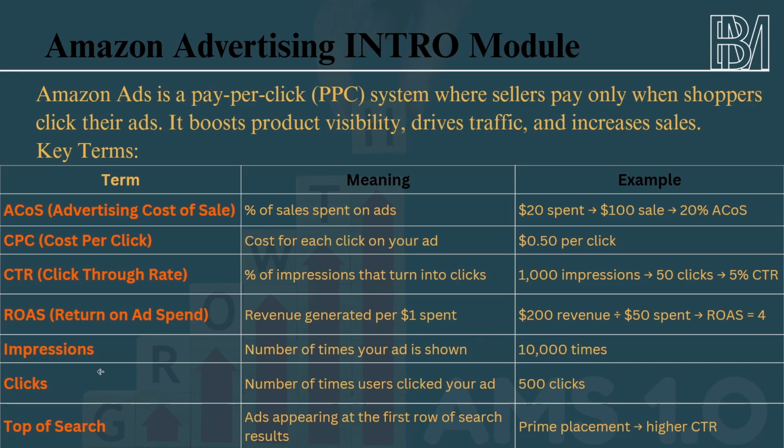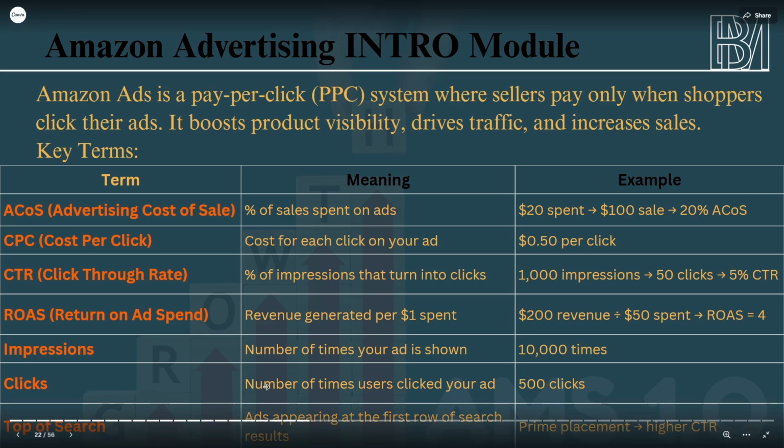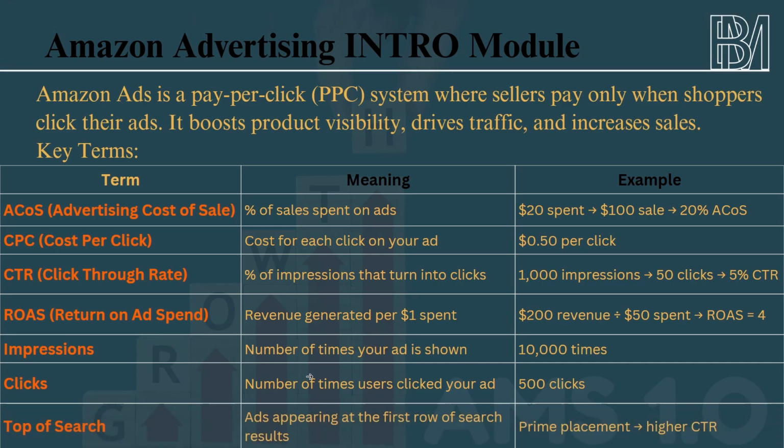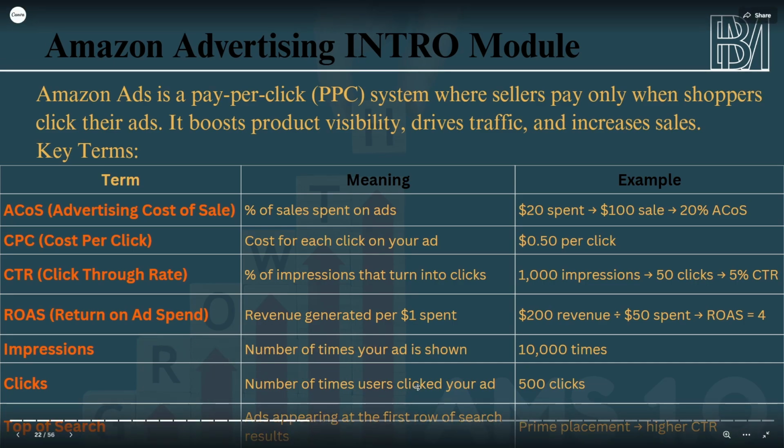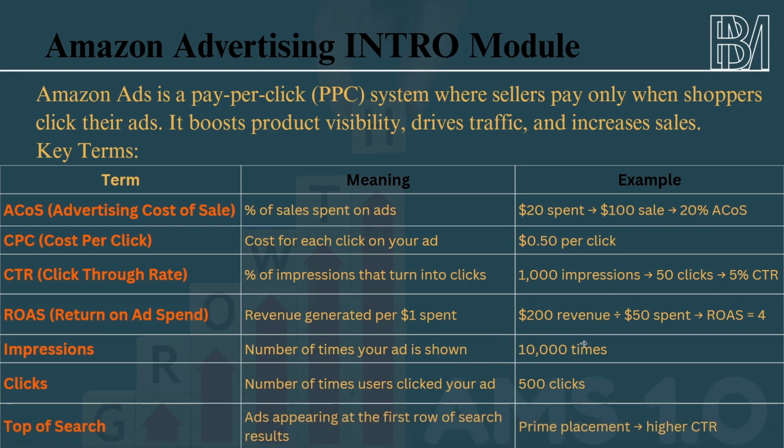The second thing is clicks. What clicks are: the number of times the user directly clicked on your ad. The number of times your ad is shown is the impressions, and the number of times any user or shopper clicked on your ad is the number of clicks. So if your ad is shown 10,000 times, for example the impressions are 10,000, and 500 times your ad is clicked, the number of clicks will be 500.